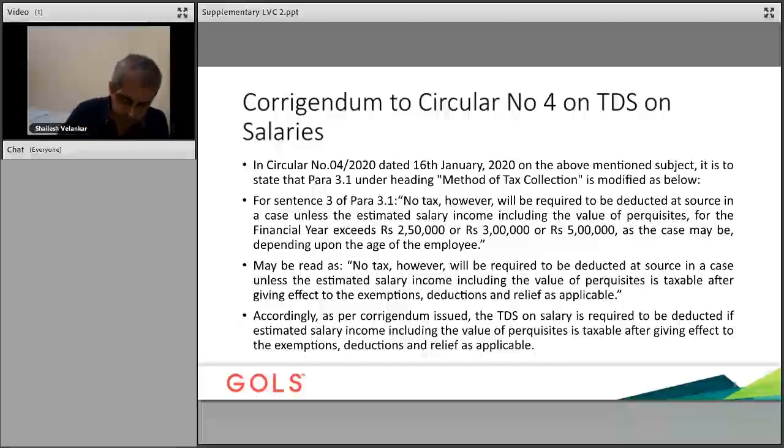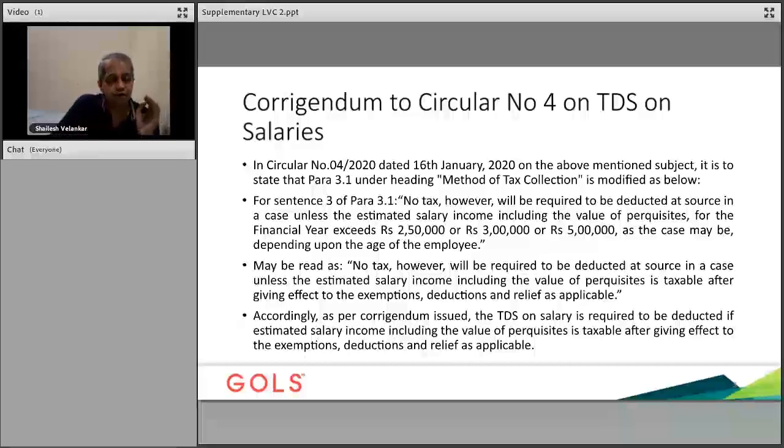They are saying that in circular number 4, dated 16 January 2020, on the above mentioned subject, it is to state that para 3.1 under the heading method of tax collection is modified as follows. For sentence 3, let us not concentrate on that number of sentence and the para number. Let us focus on what is the gist.